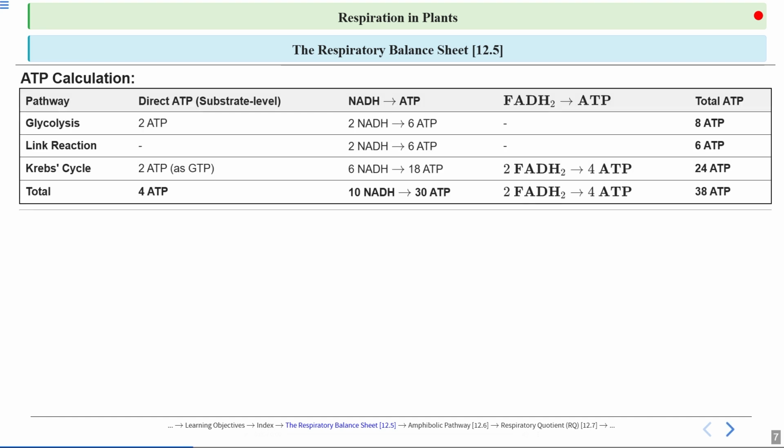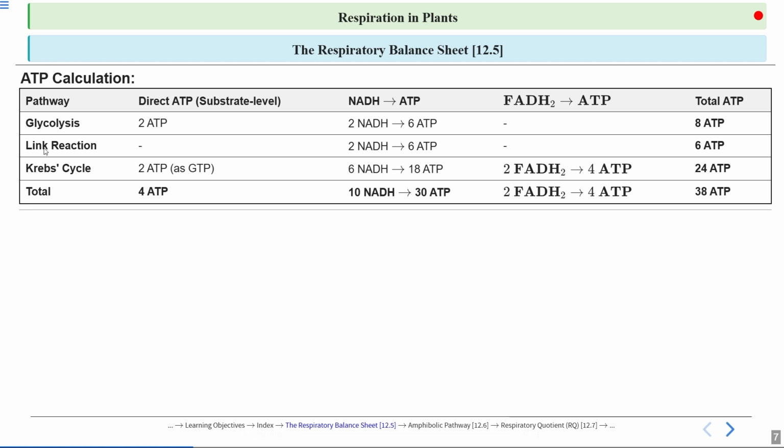So let's look at the ATP calculation. Here in the table, you can see the pathway. First, let's talk about glycolysis. From glycolysis, we get 2 ATP, that is the direct ATP, which is substrate level. 2 NADH gives 6 ATP. In glycolysis, there is no ATP from FADH2. There is ATP from NADH. So the total ATP produced in glycolysis is 8 ATP.